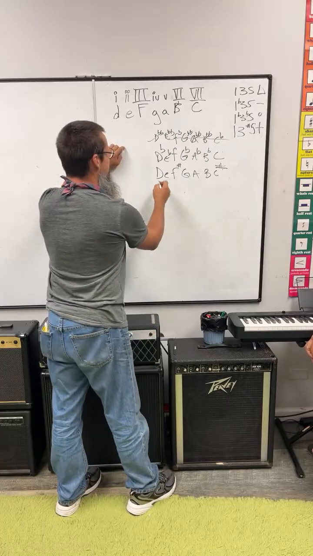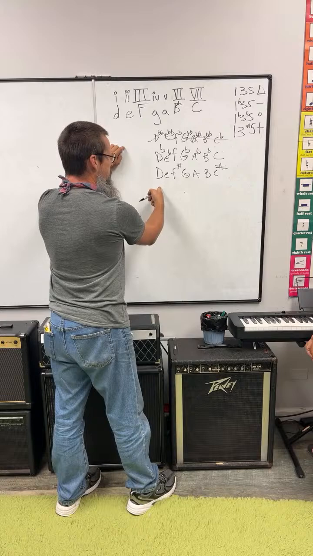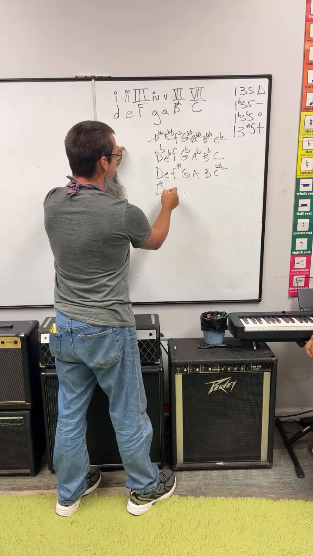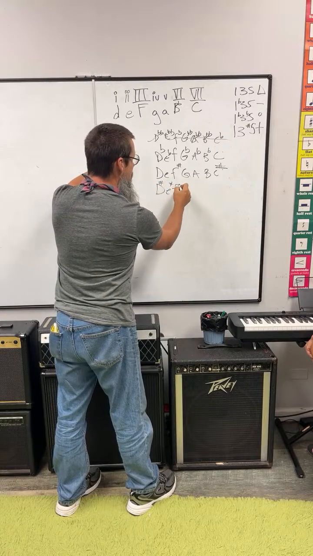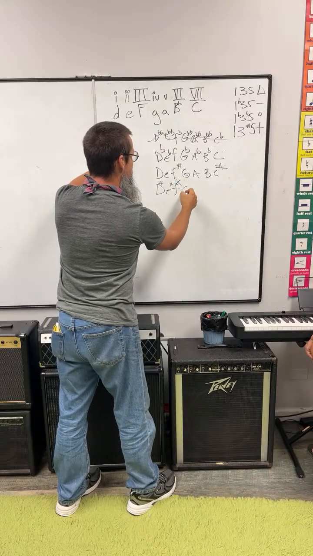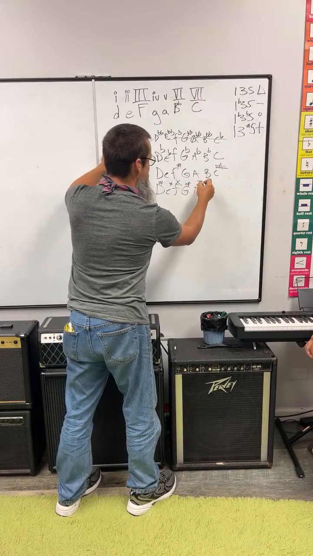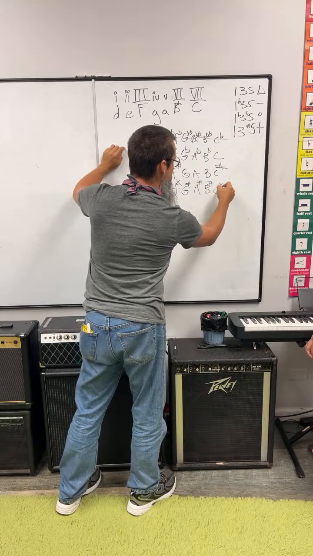What comes after this one then? You have your D flat, D natural, and then D sharp. So we have D sharp, E sharp. E sharp, there will be F double sharp. And then G sharp. G sharp, A, A sharp. B sharp. C double sharp.